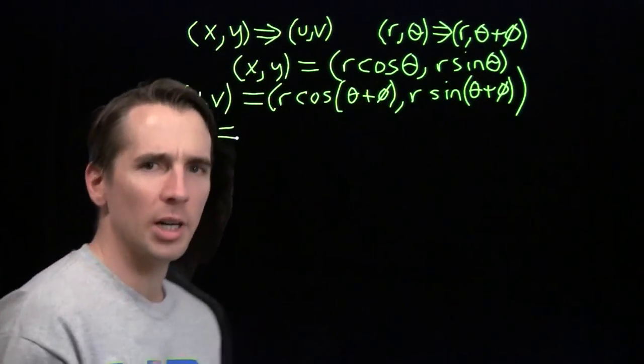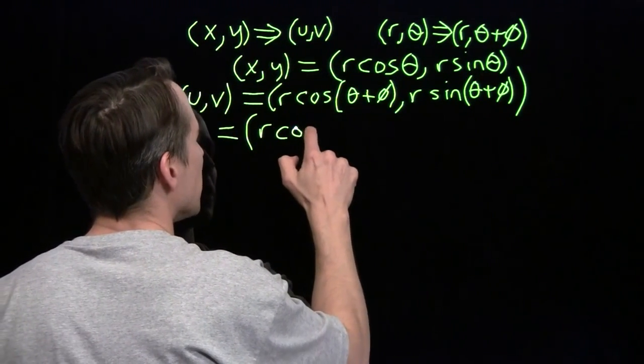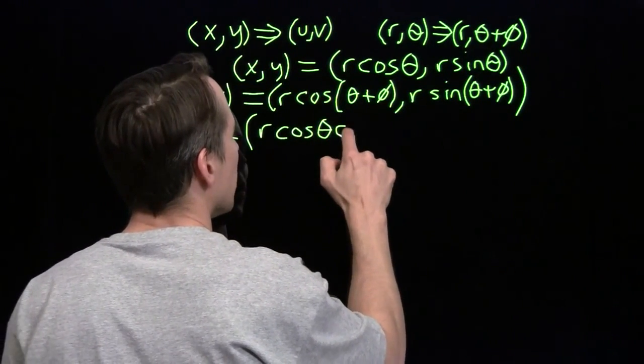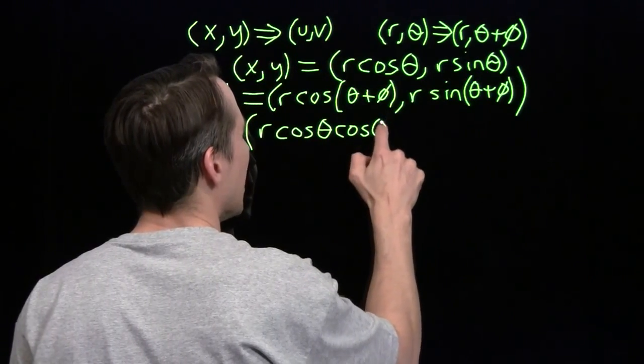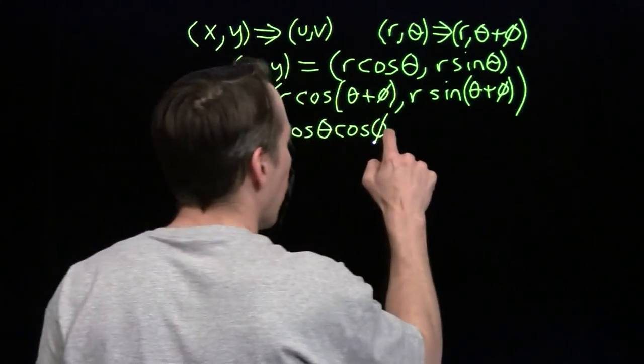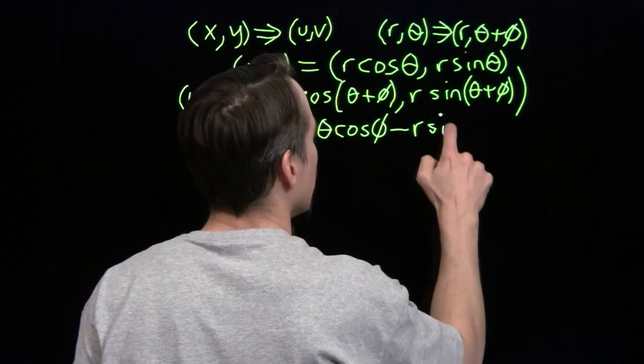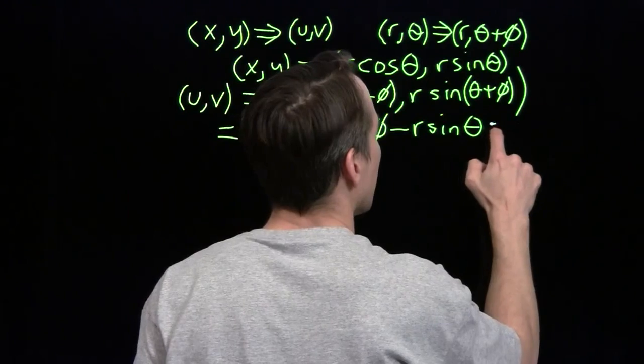And the reason I'm not too scared about that is look what happens when we just start doing it. Very first step is r cosine theta, cosine phi, and we see r cosine theta and we say, hi friend, we've seen you before, that's x. So we might be doing something good here. So we keep going with this identity, minus r sine theta, sine phi.